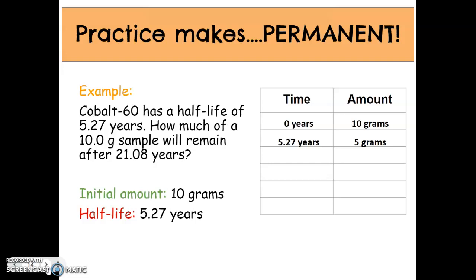Next up, we're going to add another half-life event. So this is half-life event 1. Now we need another one. So we're going to add 5.27 years, which will give us 10.54 years. Okay. On the right-hand side, divide by 2. 5 divided by 2 is 2.5.